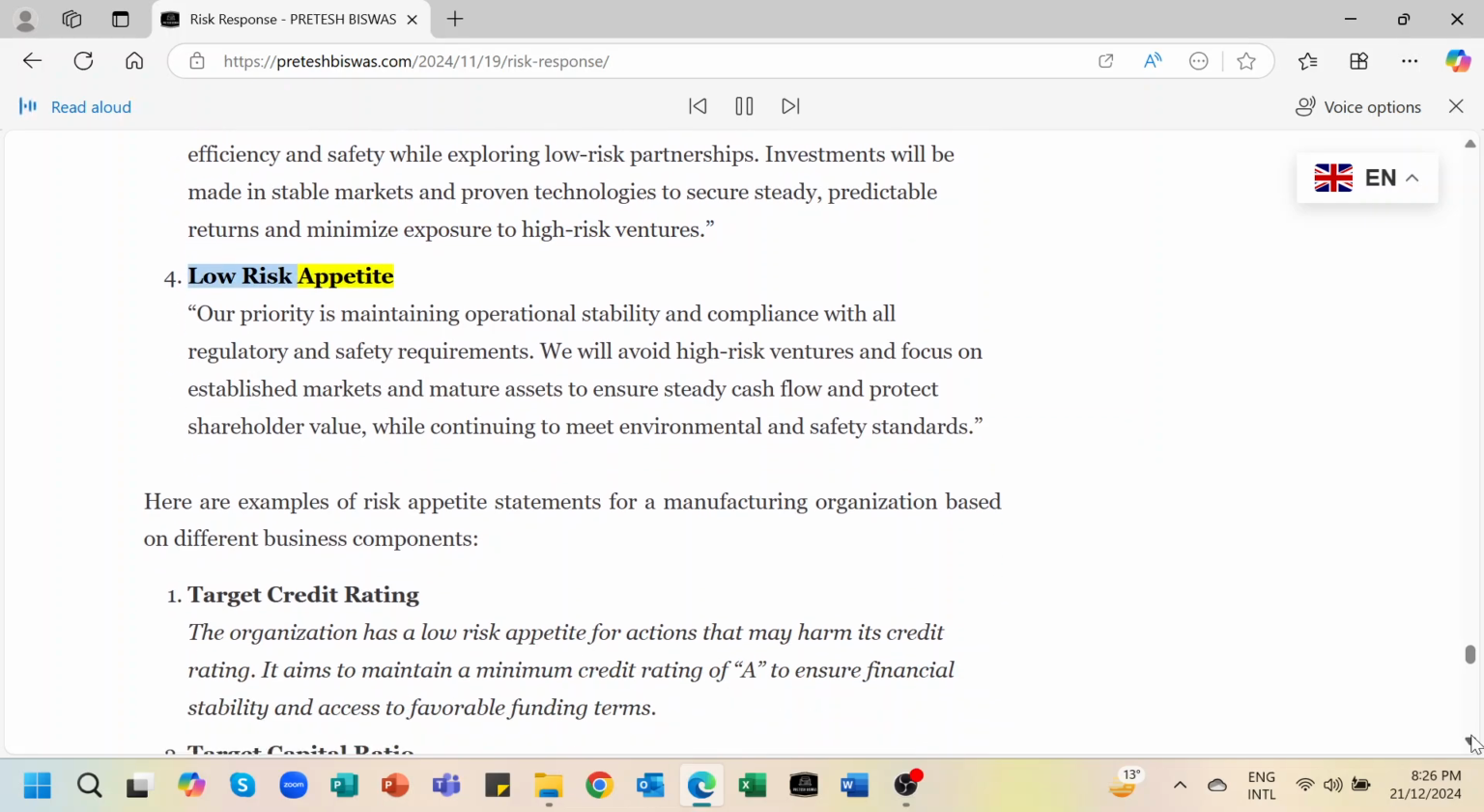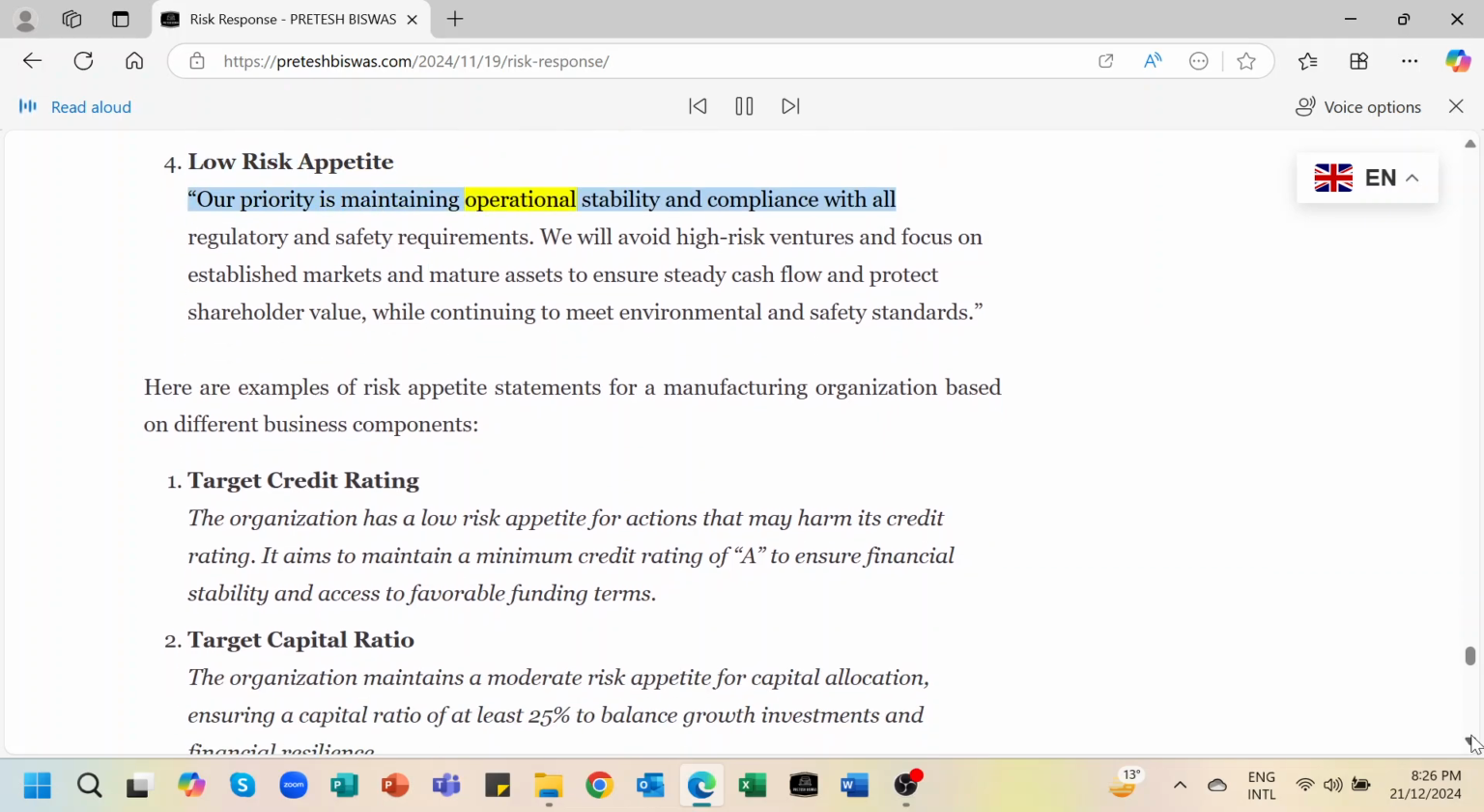Low risk appetite. Our priority is maintaining operational stability and compliance with all regulatory and safety requirements. We will avoid high risk ventures and focus on established markets and mature assets to ensure steady cash flow and protect shareholder value while continuing to meet environmental and safety standards.